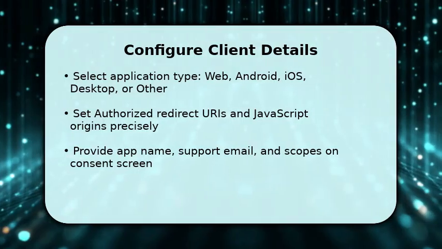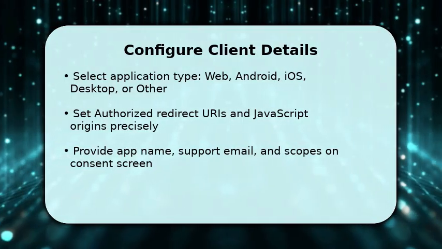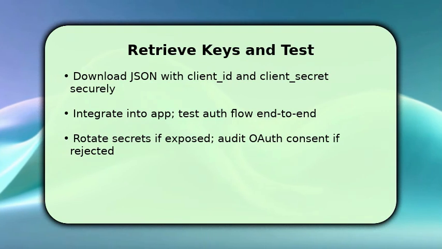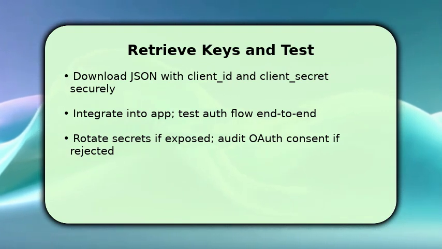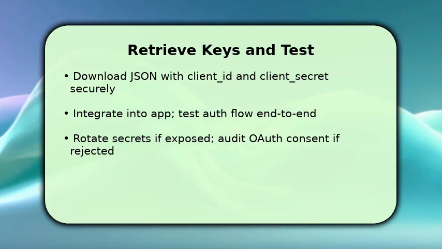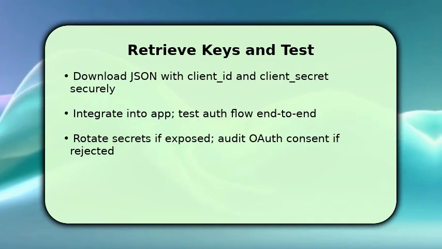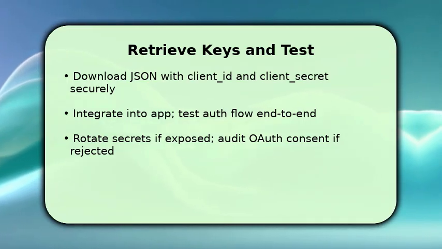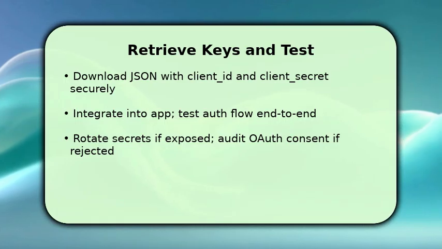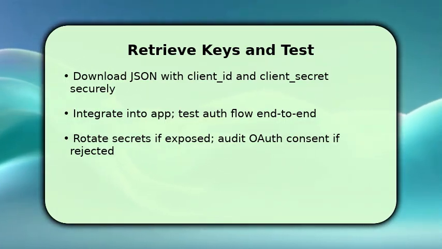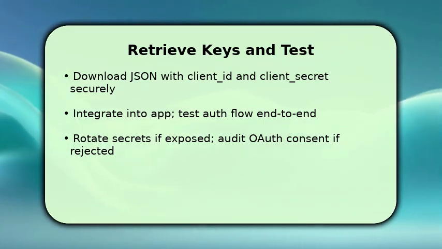Once completed, generate the credentials to receive the client ID. After creation, you'll immediately see the client ID, and for confidential clients, a client secret. Download the JSON and store it securely. Integrate those values into your app configuration and run a full OAuth flow test. Request authorization, handle the redirect, exchange code for tokens, and refresh tokens as needed.